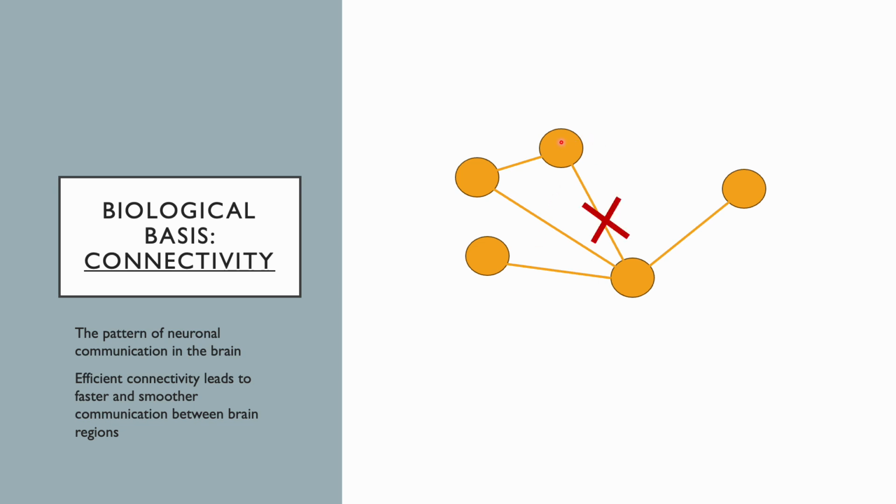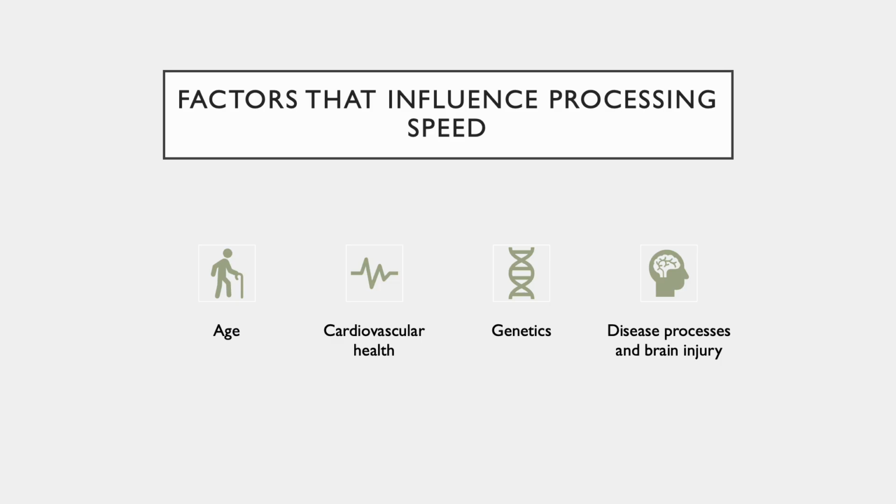Now, in order for this area to communicate with this area, it needs to take an extra path in order to do so. When you have these sorts of disruptions, you slow down communication, which directly impacts your processing speed. There are a number of factors that influence processing speed through the mechanisms that we've just discussed.